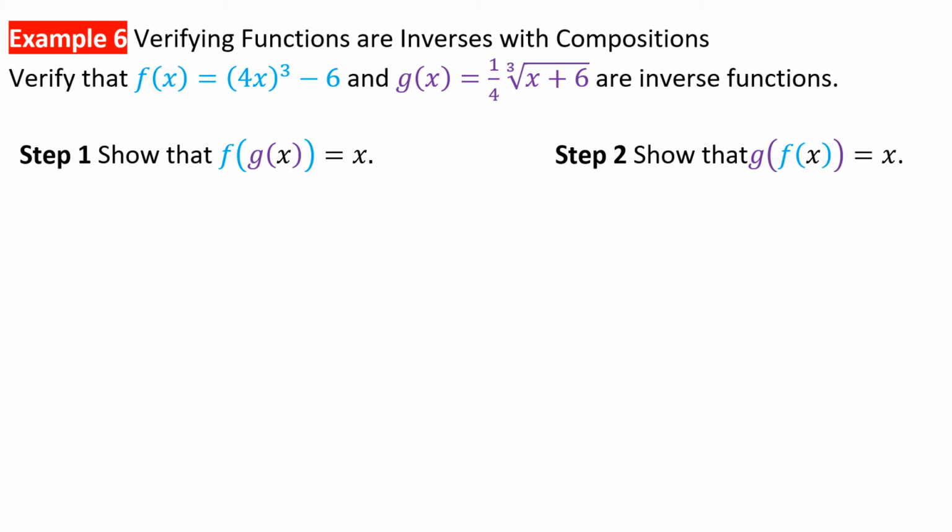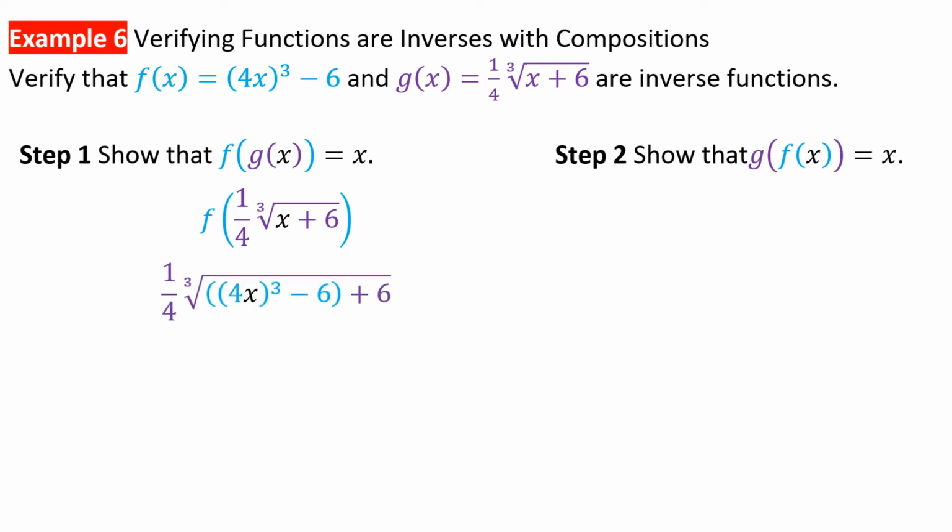So for step 1, over on the left, if g of x is in purple, we are going to say f of that. So we are going to say f of 1/4 times the cube root of x plus 6. Now the f function says that we are going to take 4x cubed minus 6, and we're going to insert that wherever we see an x. So where we see that black x in step 2, we're going to insert the f function. So take a second to see how we've inserted f into g, and now we need to go about solving.